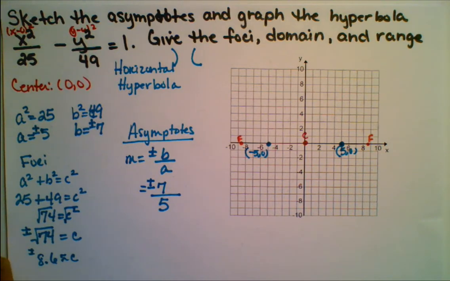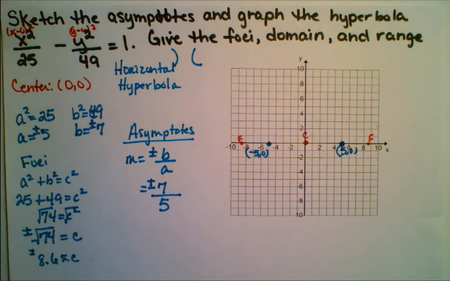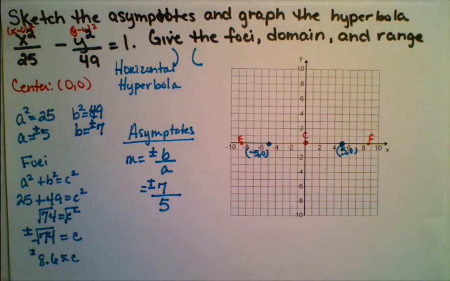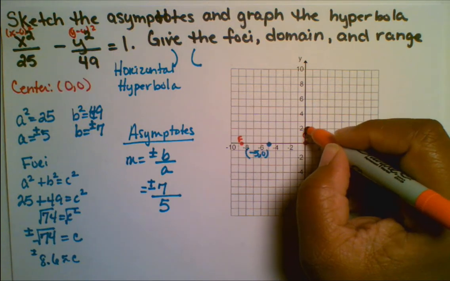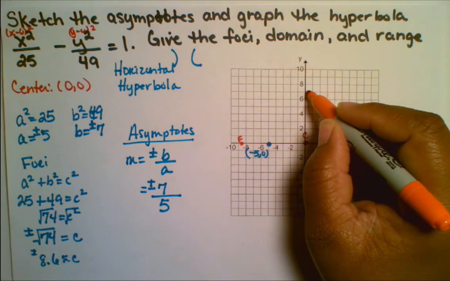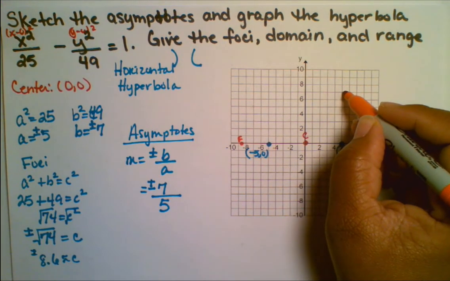So now let's go ahead and from the center, we're going to go up 7 units. We're going to rise 7, we're going to run 5, and then go in the opposite direction. We're going to go down 7, and then to the left 5 units to the right, and then vice versa. Okay, so let's go up 7. 1, 2, 3, 4, 5, 6, 7, and over 5. 1, 2, here we go, 3, 4, 5.